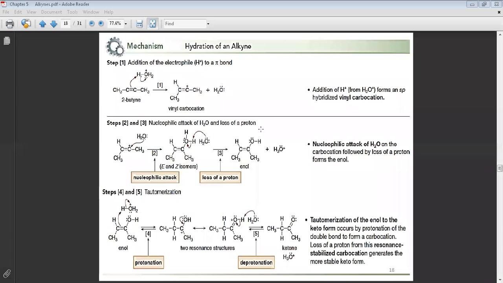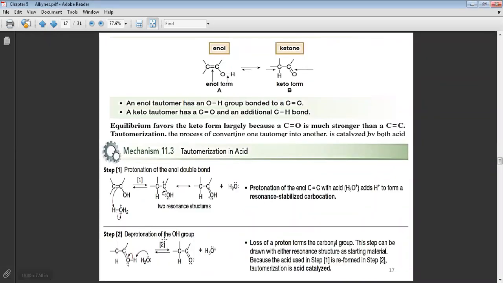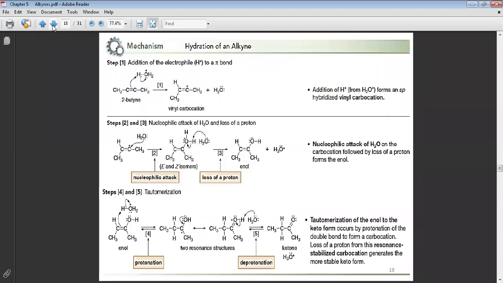Now, from the enol to the keto form by using step 1, 2, 3. Students, this one, step 1, 2, 3. This here we take it. By this 1, 2, 3, tautomerization. These 3 steps are called tautomerization. The enol will be converted to the keto form. Look, step number 4 and 5 is the tautomerization.